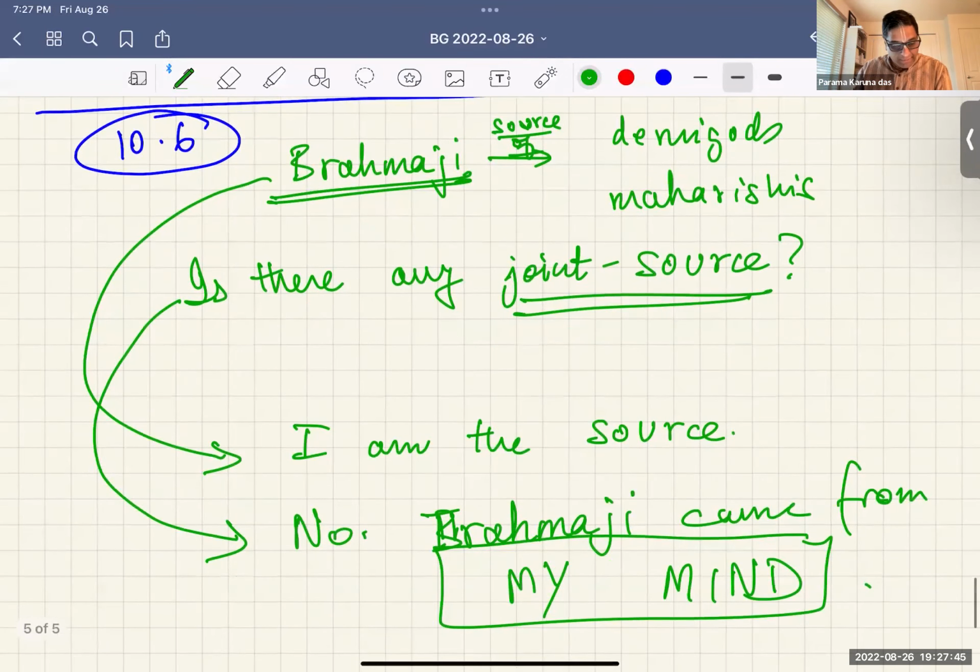Okay. So let us read 10.6. Maharshayah sapta purve chatvaro manavas tatha madbhava manasa jata yesham loka imah prajah. So what is the translation of this.